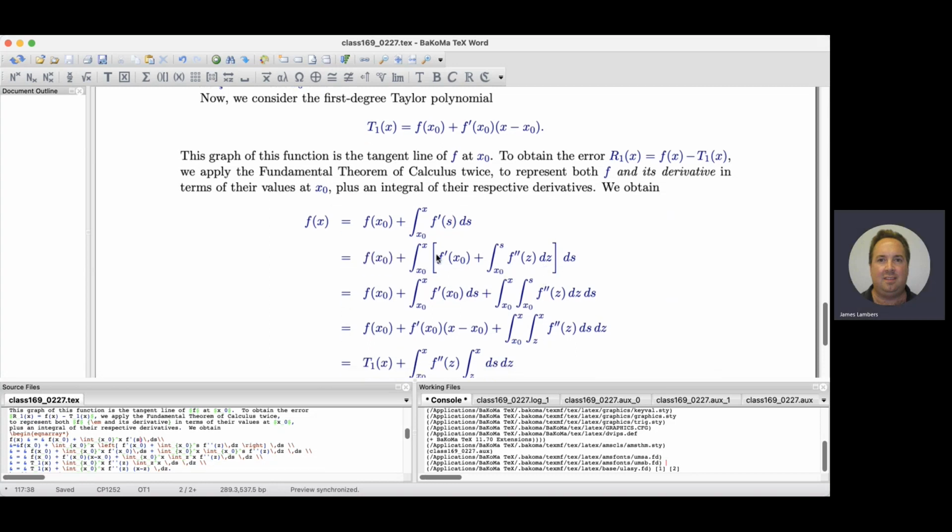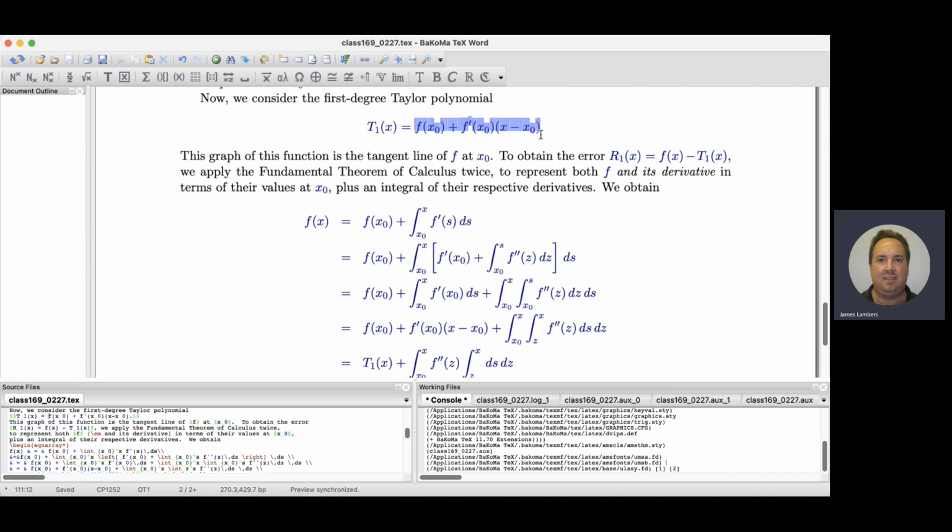So then what I can do is break this outer integral up in two. And now this integral, remember, f prime of x naught is a constant because I'm integrating with respect to s. And we don't have s in this function at all. So this integral, I can just go ahead and evaluate it, and I get the next term in a Taylor series. So then what's left, so this right here, notice it's exactly the same as my t1 of x up here. So what's left over has to be the remainder.